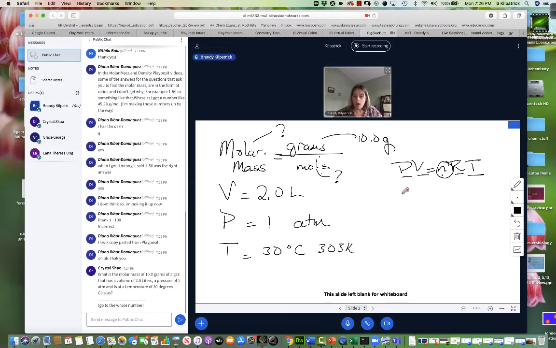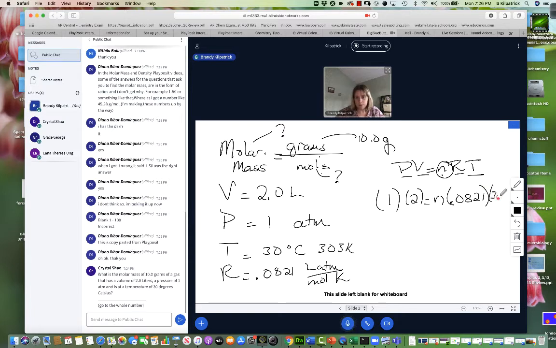So my R, remember, is 0.0821 liters atmospheres per moles Kelvin. Make sure all your units match R. So I have atmospheres, liters, and Kelvin. Now I can just plug it all in. I have 1 atmosphere, a volume of 2, I'm looking for n, and my temperature is 303. I'm going to plug all that in and solve for n.